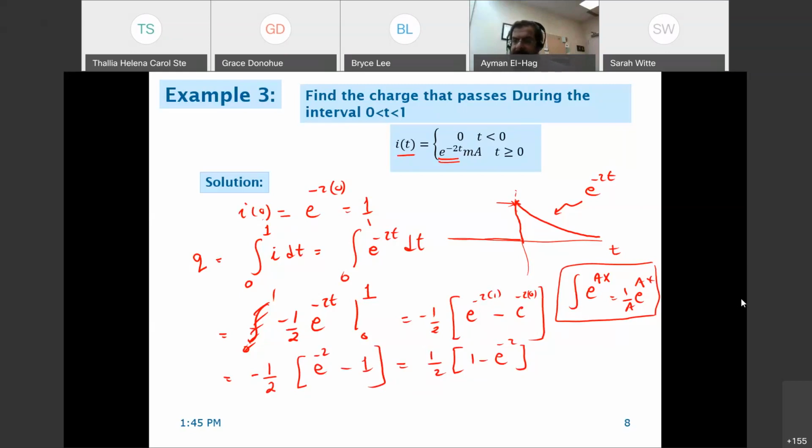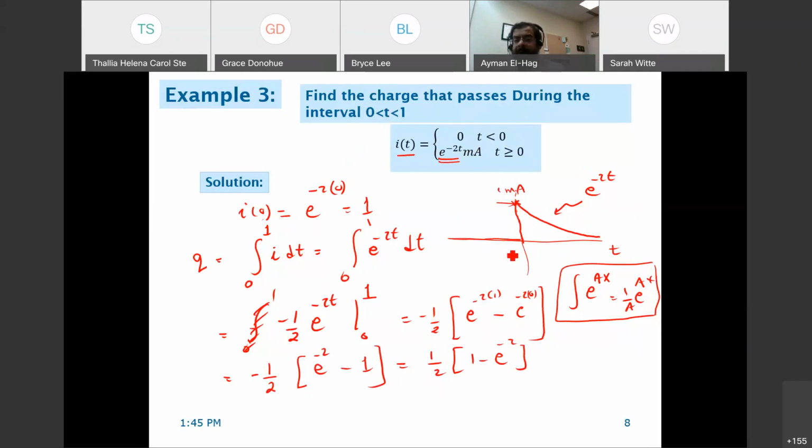Where did the bound of 1 come from? Why did we find i at 0? Now the question says we want to find the charge that passes through during the interval from 0 to 1. So the bounding from 0 to 1 is in the question. I want to know how much charge is flowing from 0 to 1. Why did I substitute at 0? This is just to visualize the current. So this is why I substitute with 0, and you will find that this is equal to 1 milliamp. This is not required in the question, but is only to visualize it.